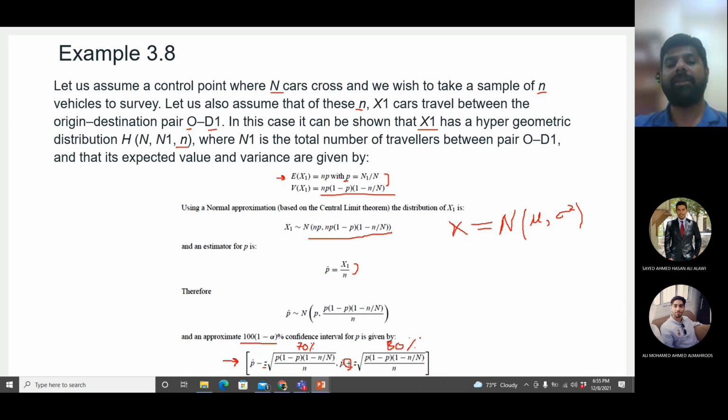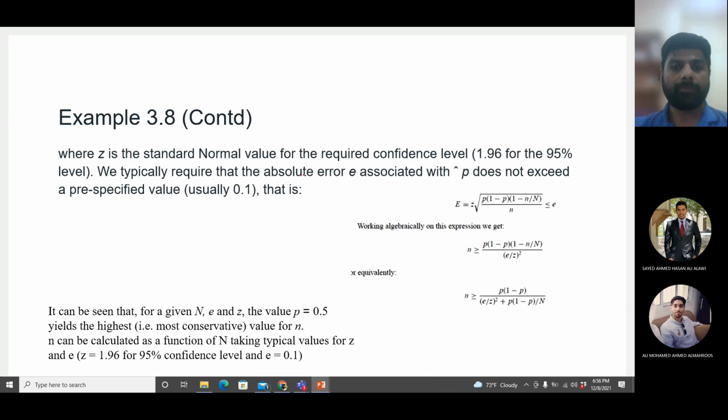I'm saying 95% because you are taking the Z value for 95%. If you take the Z value for 90%, then there's a 90% chance that the percentage of drivers between these two areas will be between 70 and 80%. So I've already explained it.